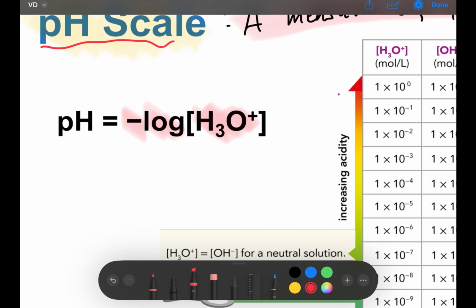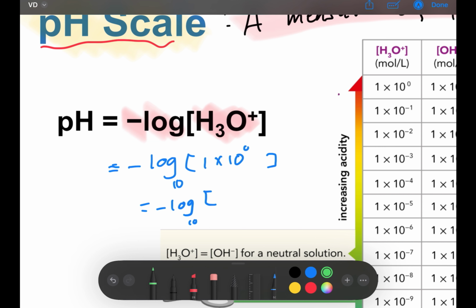So for example, if you want to do that on your calculator, you have to press negative and then use the log with base 10, just keep in mind, and then you put the concentration of the hydronium ion. So let's take an example like applying that in real life. You can use your calculator right now. If I want to calculate 1 times 10 to the power 0, just notice any number that is raised to the power 0 is equal to 1.